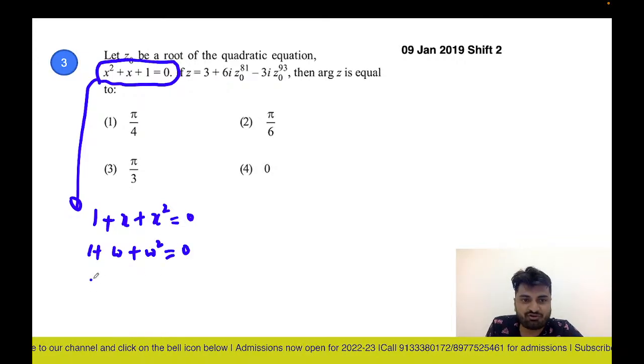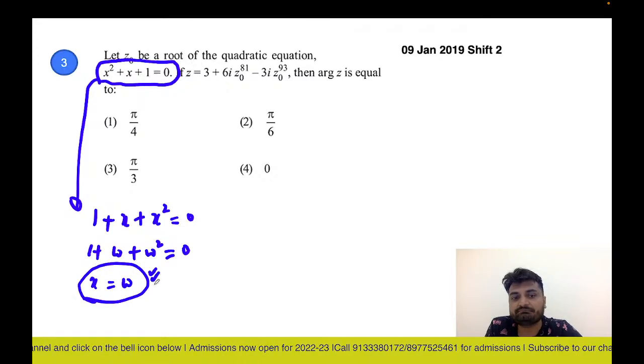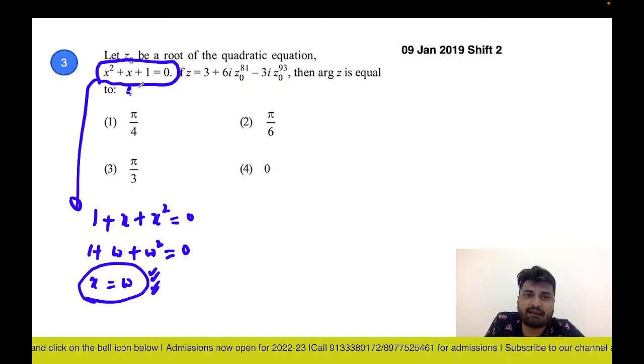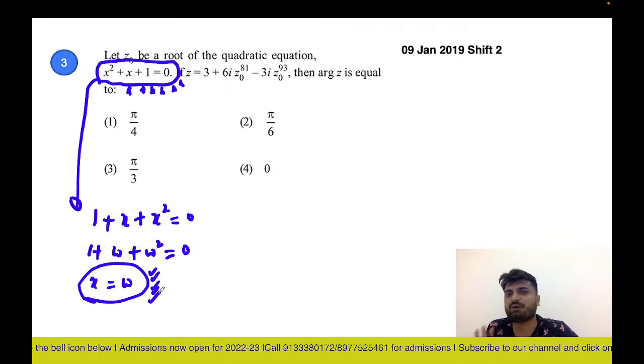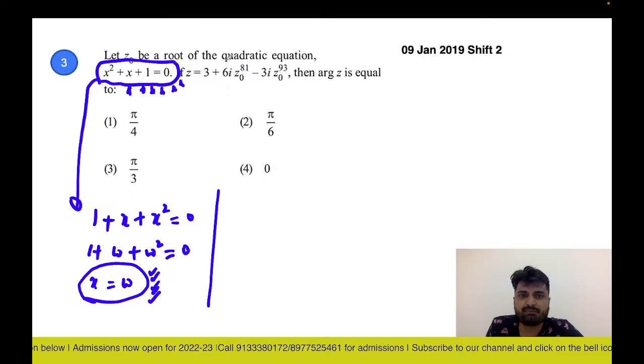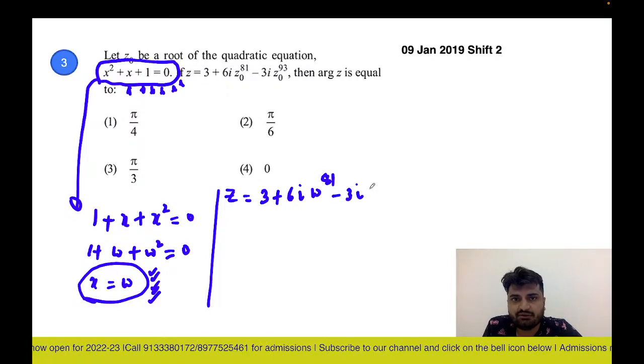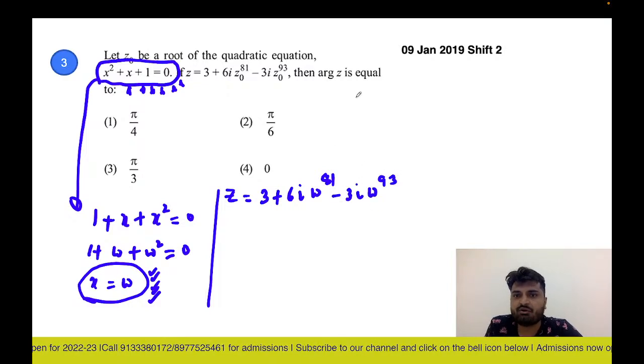What does this mean, folks? The x value is nothing but omega. So whenever you have this equation equal to 0, it means that the x value is omega. So now you can just simplify. Let's do it. z equals 3 plus 6i omega power 81 minus 3i omega power 93. How do you write omega power 81? Omega cube, you know, is 1.